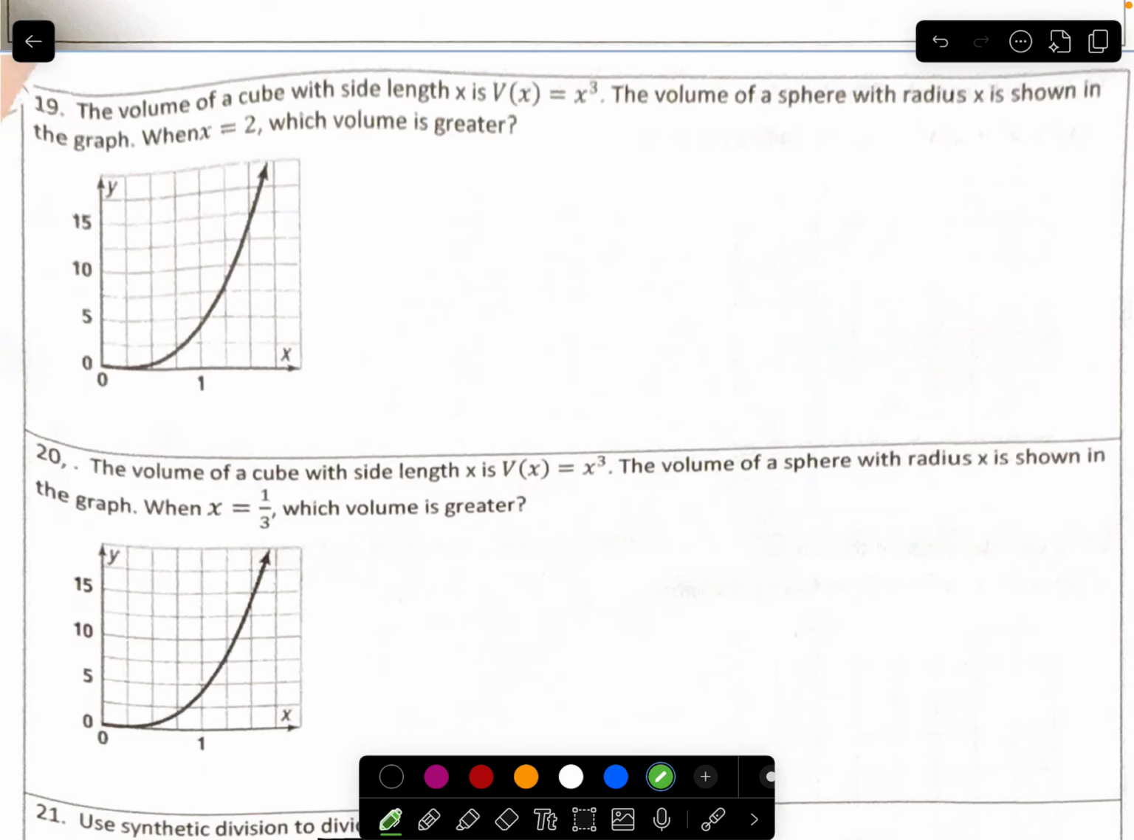All right, number 19 or 20. We'll do both. So number 19: the volume of a cube with side length x is V of x equals x cubed.